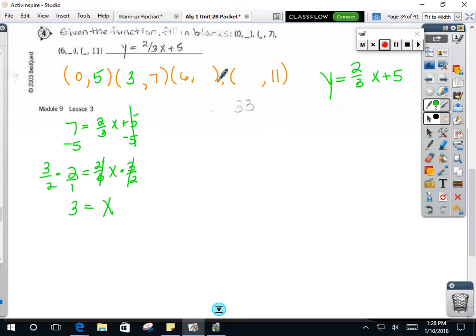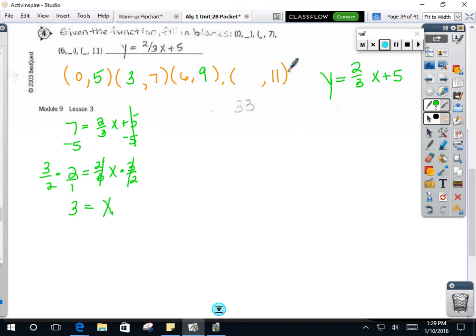Okay, the third ordered pair, they've given you what? The x value. So you can take that 6 and replace the x with a 6. What's 2/3 times 6 plus 5? 9. Okay, because 2/3 times 6 is 4. Think about it. If there's a pizza sitting there with 6 slices and you eat 2/3 of it, that means you're eating 4 of the 6. And then you add 5 to get to the 9.